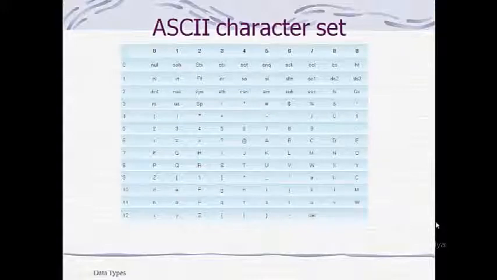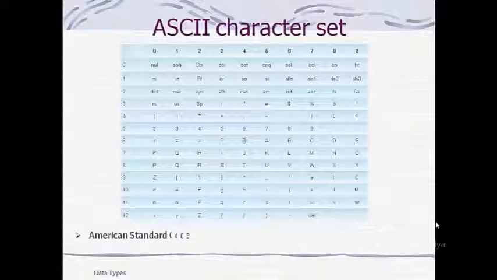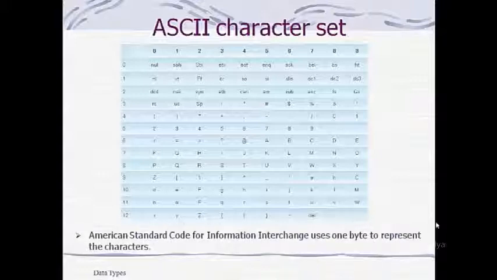Now the ASCII character set was standardized in the 60s and came into use throughout the world, which is American Standard Code for Information Interchange, which uses 1 byte to represent the characters. So if you look at the table, 65 represents capital A, and 97 represents small a or lowercase a, and so on.